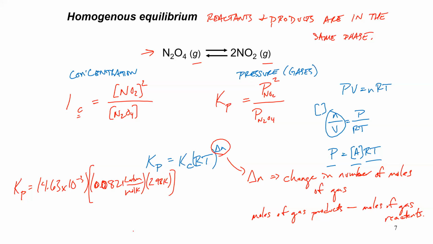And now we need to calculate delta n. For this reaction, we have 2 moles of gas on the right and 1 mole of gas on the left. 2 minus 1 is 1. And so even though we normally don't write exponents of 1, I'm going to just put it in there. And so we can do this, Kp equals 4.63 times 10 to the negative third times 0.0821 times 298. And so Kp is 0.113.